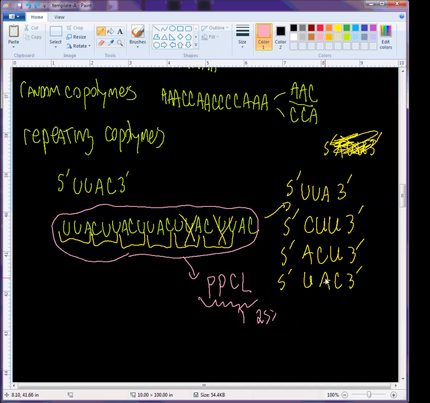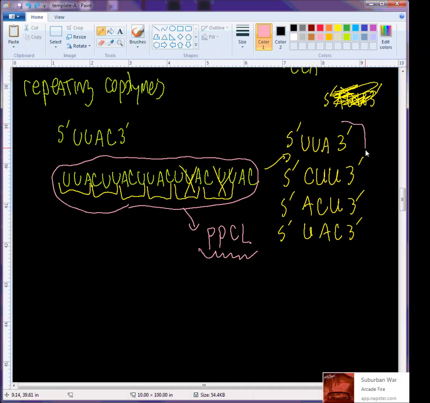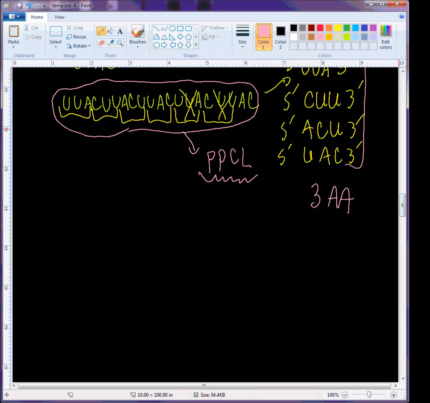They look at lots of different repeating copolymers, and they're able to decipher the code that way. But the question says these right here only incorporated 3 different amino acids into a protein. So these 4 correspond to 3 amino acids. And this next one down here, the other repeating unit was UAUC. So the first one was UUAC, this one's UAUC, UAUC, UAUC, so on and so forth.